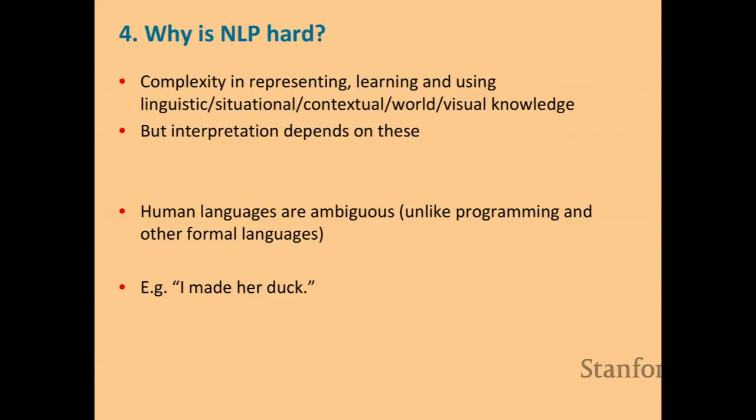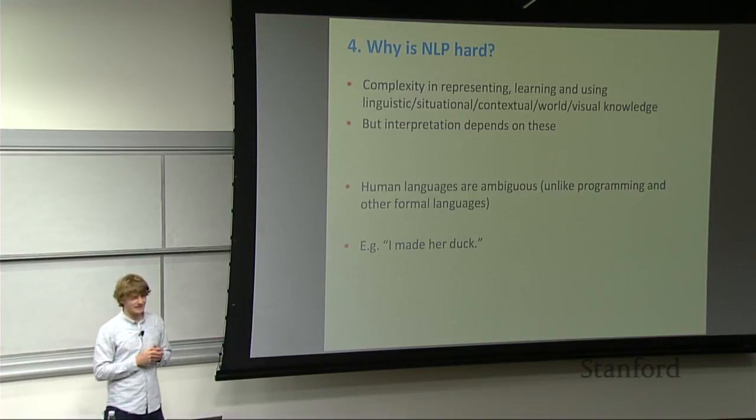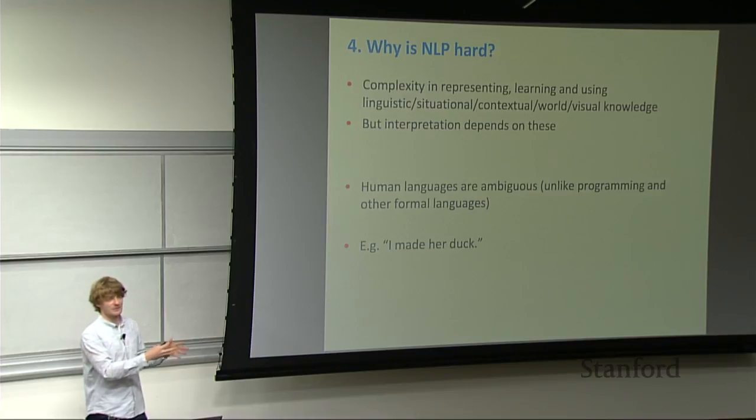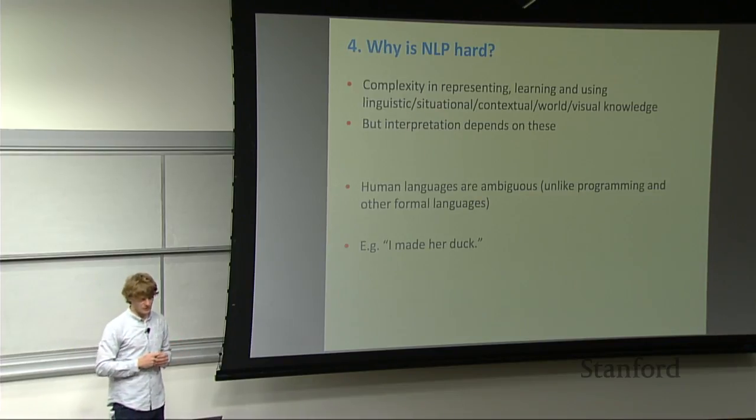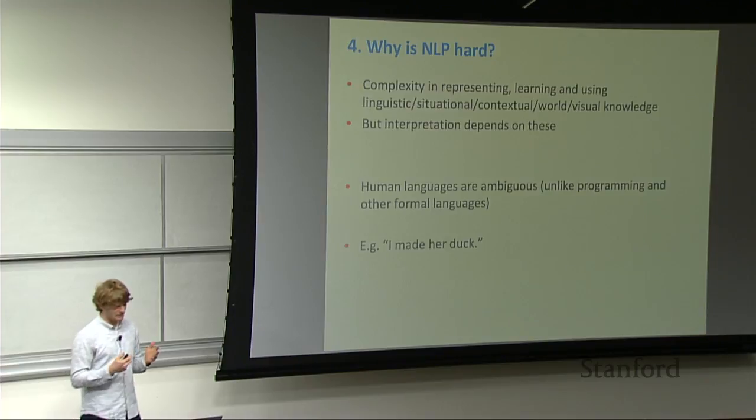All right, cool. So why is natural language processing hard? Why do we need this whole class and these fancy deep learning methods to tackle all the problems? Well, there's a lot of complexity in representing, learning, and using not just language, but also all the other kinds of knowledge that go into language understanding, such as situational, contextual, world, or visual knowledge. In many ways, the interpretation of language itself will depend on some extra-linguistic context. And so one of the major struggles that computer systems have is ambiguity.